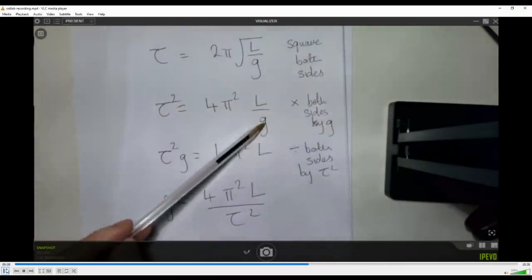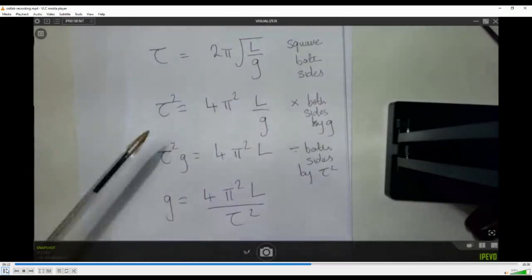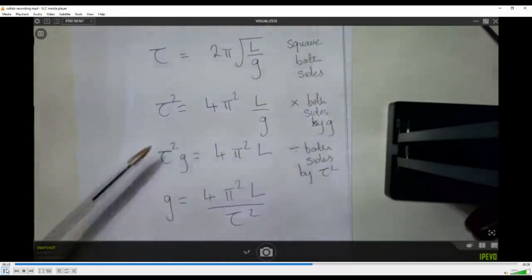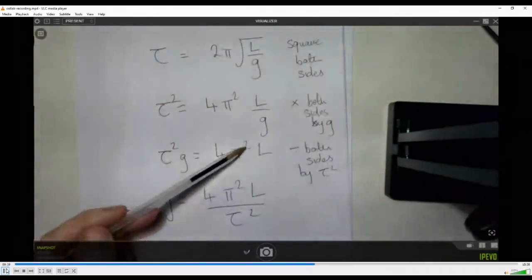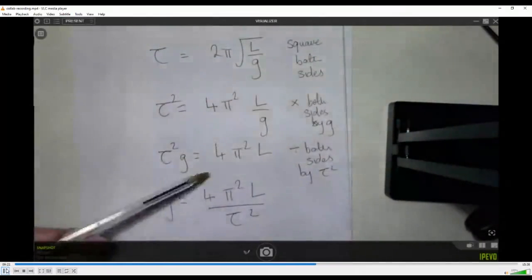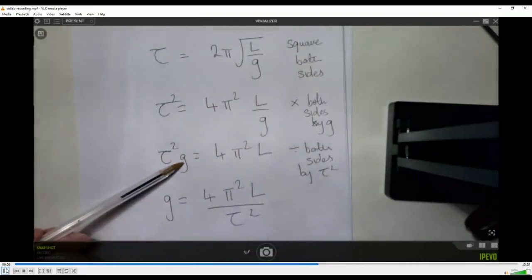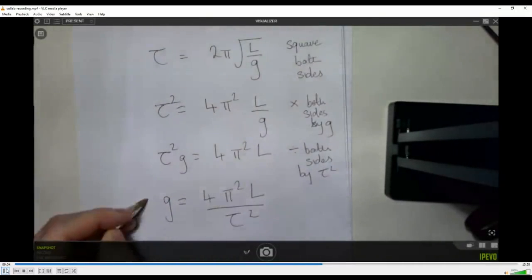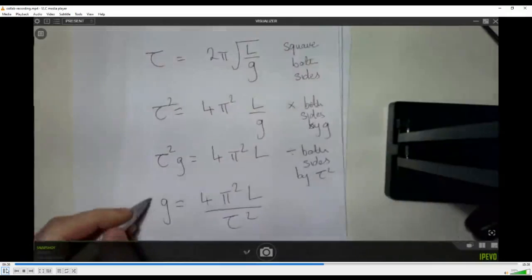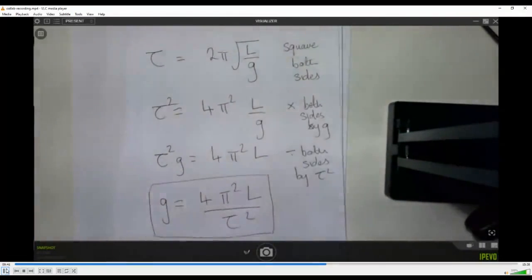Now I'm looking at this G, I want to get this G up to the top line. How do I do that? I multiply both sides of the equation, both sides of the equal sign, by G. So I've got tau squared G equal to 4 pi squared L. Now I want to isolate G, so I'm going to divide both sides of the equation by tau squared, so I'll end up with G equal to 4 pi squared L over tau squared. I can now use this formula. This is the formula that I'm going to use to calculate G today.